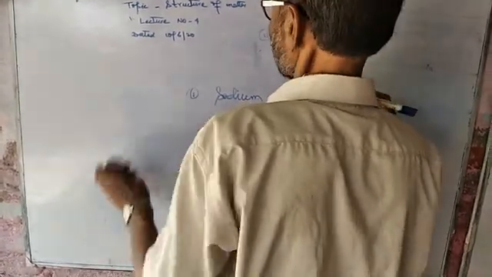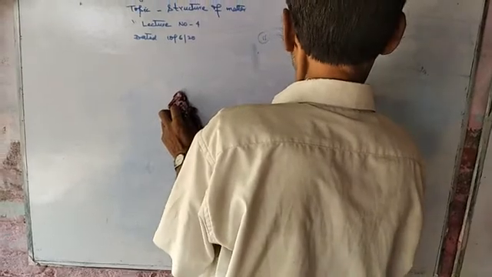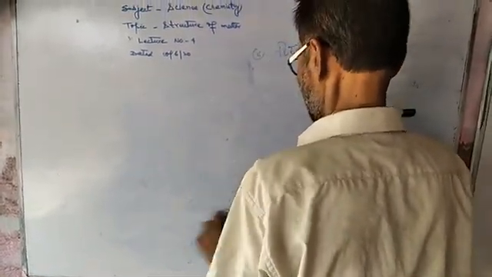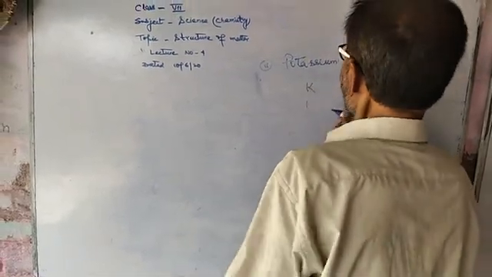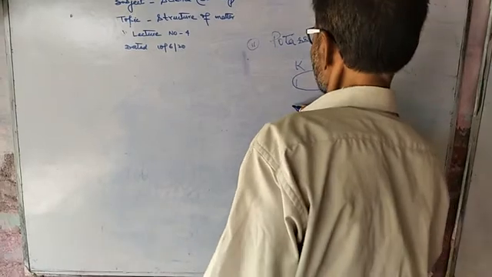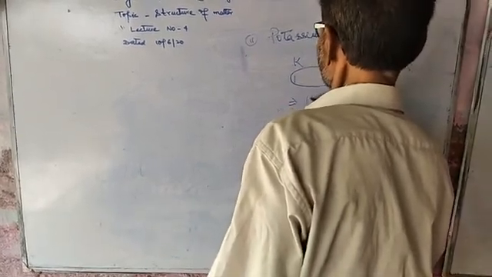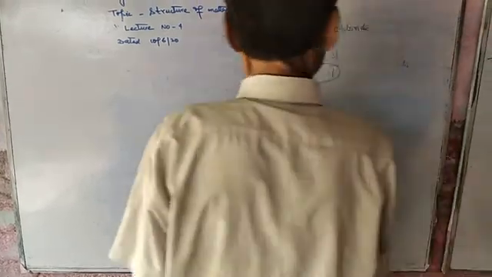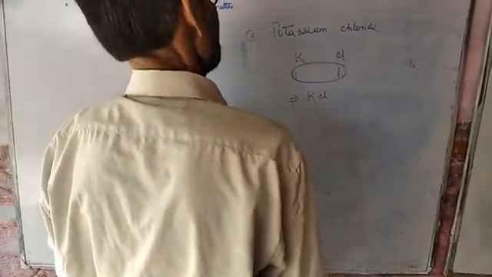Potassium chloride, K, Cl, 1, 1. And formula becomes KCl. It is the formula of potassium chloride.